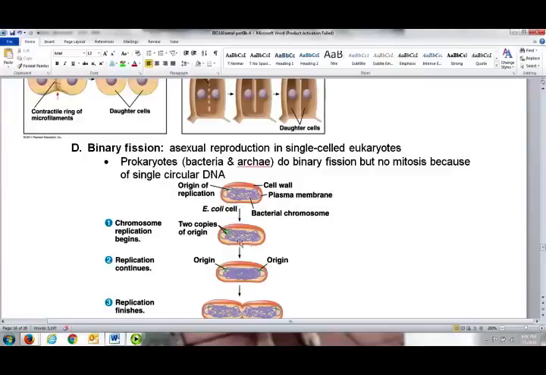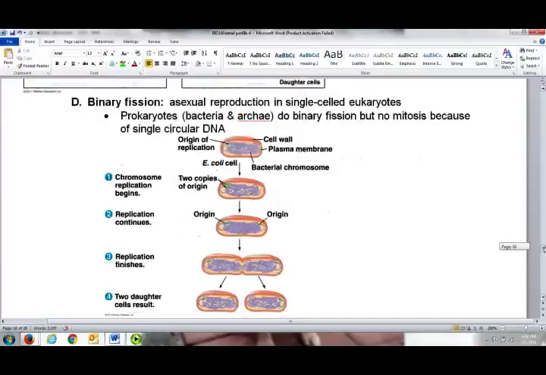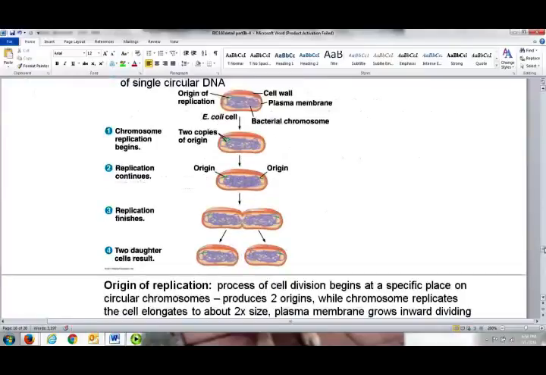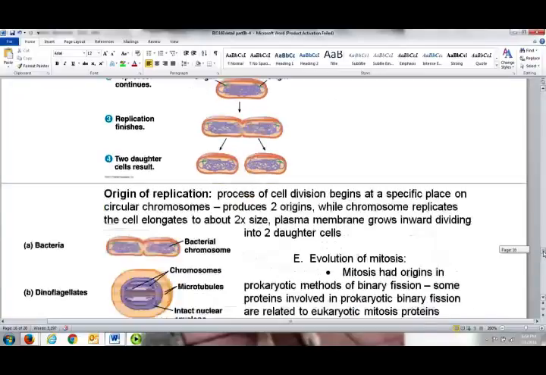You do this by starting to split it apart, where you're going to have these tiny little origins of replication. And as it continues to copy, they're going to pull apart further and further. The origins become further apart. Eventually, you have 2 copies of the DNA, and you will be able to form a division between the 2 cells, and you end up with 2 new daughter cells.